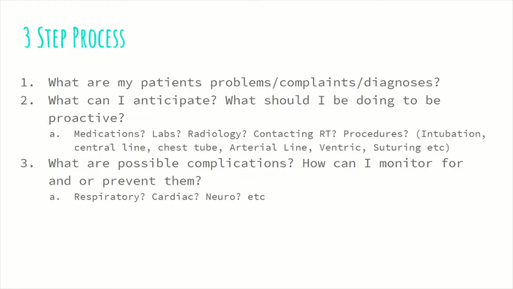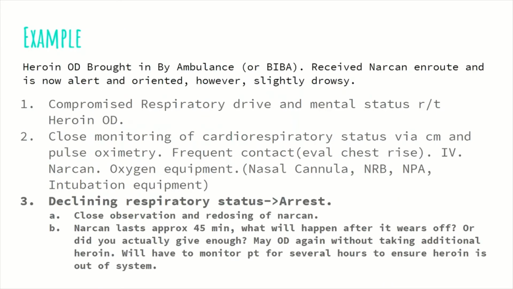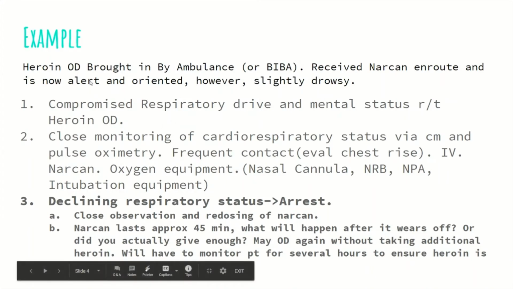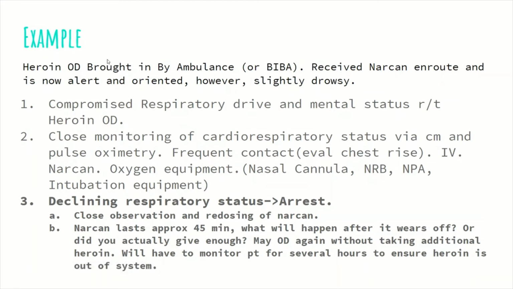Just to take the example home, I'm going to give you an example that we can walk through together so you can solidify what I mean by this three-step model. So here is an example of a patient. Heroin overdose brought in by ambulance. Patient received Narcan en route and is now alert and oriented, however, slightly drowsy. Patient is handed off to you, you assume report.